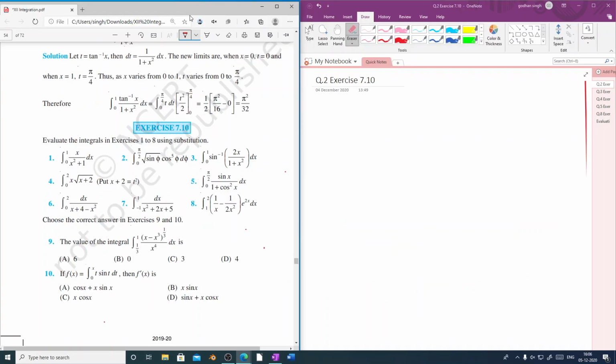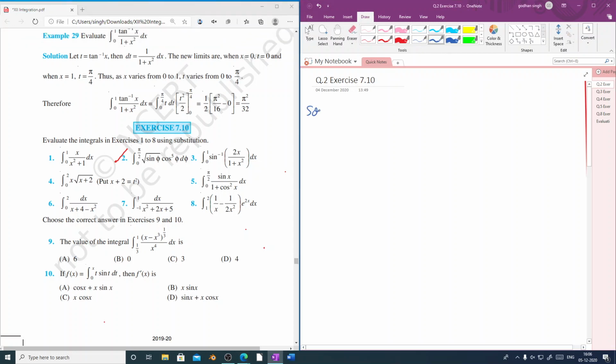Question 2, exercise 7.10. Integrating from 0 to pi by 2 the function root sine phi cos raised to 5 phi d phi. So let us solve question number 2. Solution: I equals the integration of the function root sine phi cos raised to 5 phi d phi from 0 to pi by 2.